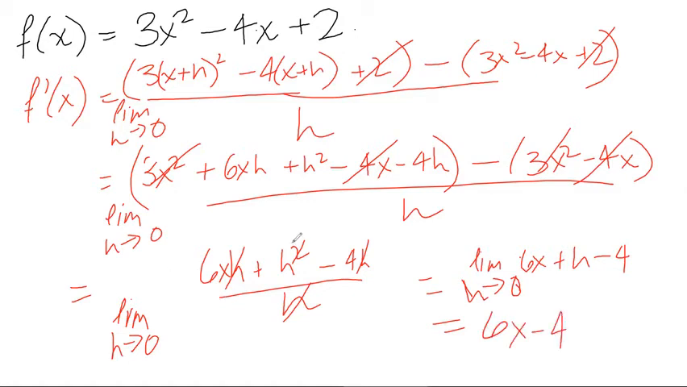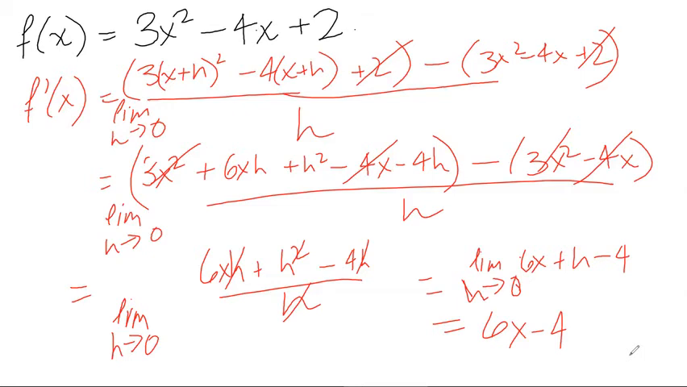In other words, at any point on the graph, we would have a slope of 6x minus 4 for the function 3x squared minus 4x plus 2.